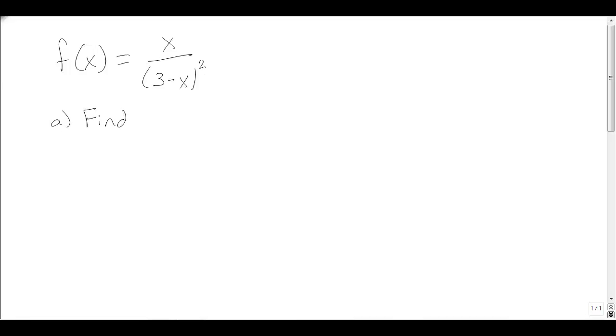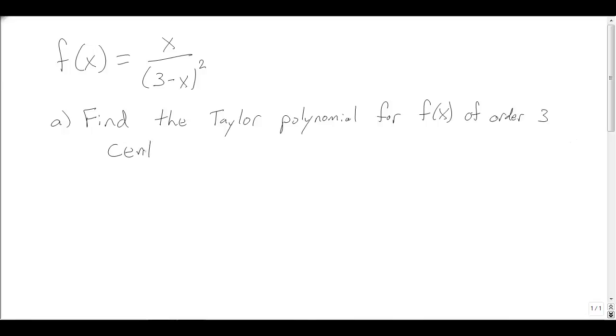One, or A here, is find the Taylor polynomial for f of x of order, so this is really how big of a power of x we want in the polynomial. Let's just do order 3 here. We're going to do this centered at 0. So this would be a Maclaurin series, or really your Maclaurin polynomial, because we're centered at 0. And then when we're done with that, we're going to do the same thing, but centered at 2.